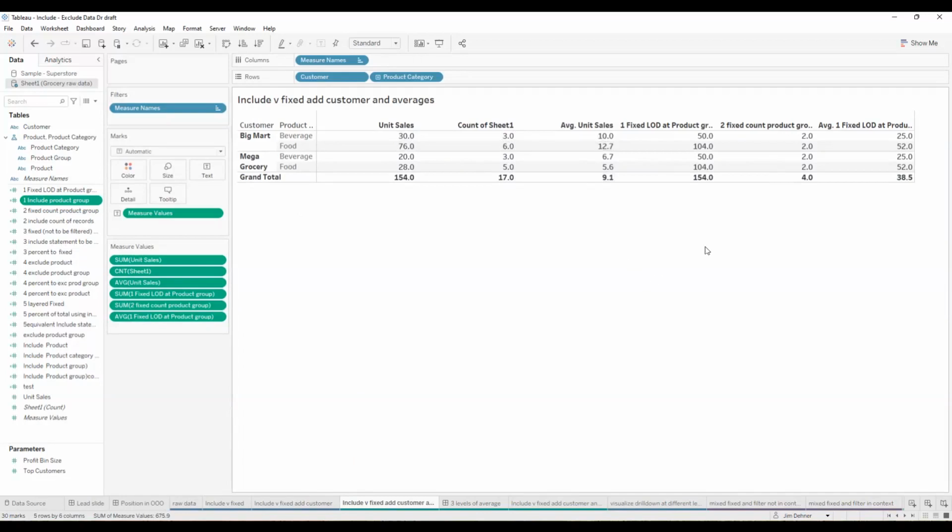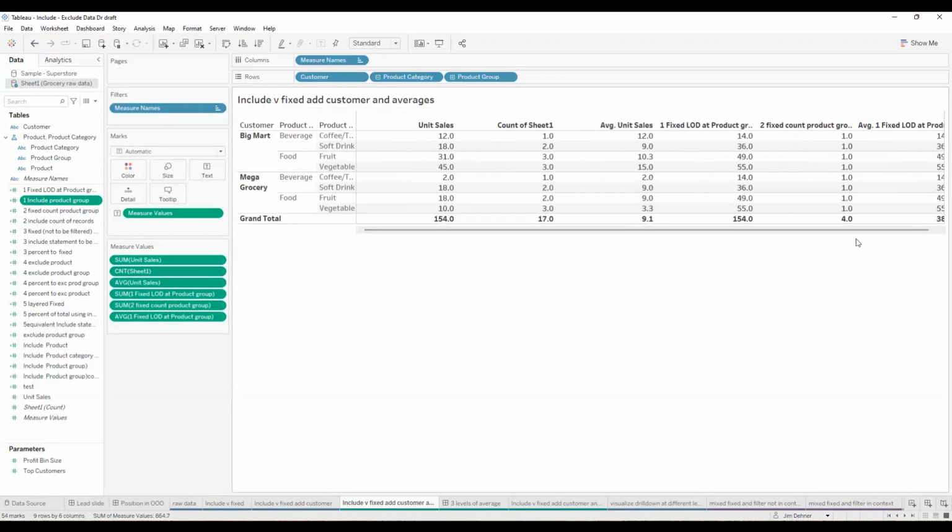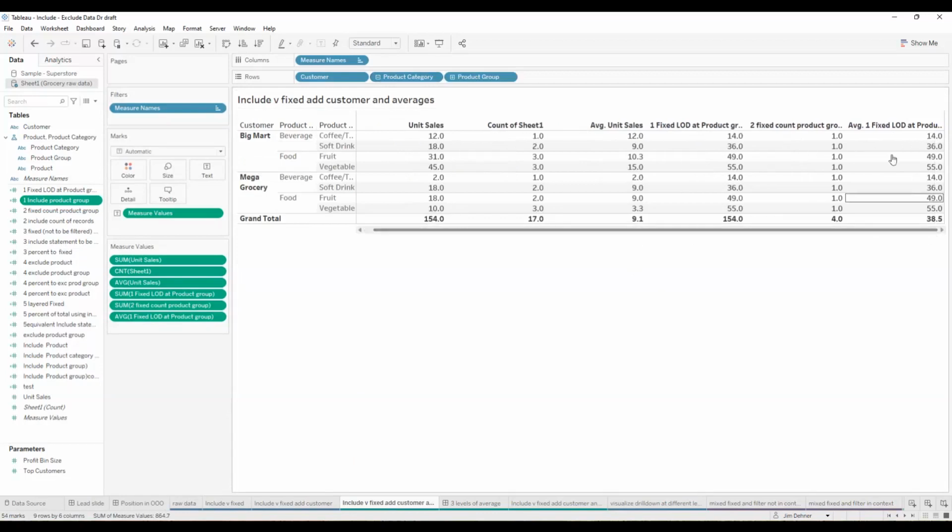Now we take a look at the fixed LOD, and we saw before that the fixed LOD for beverage is going to total 50, and there's two records: there's hot beverages, cold beverages, and I divide by 2 and I get a value of 25. Okay. And we can take this one additional level and go down to the average at the product level, and we can start seeing differences show up here.